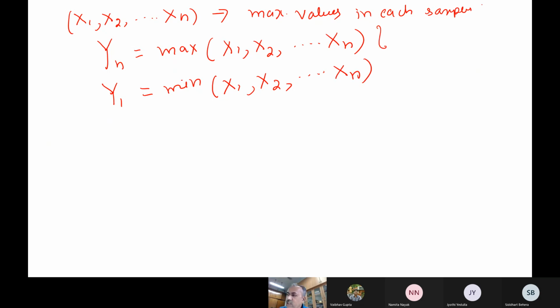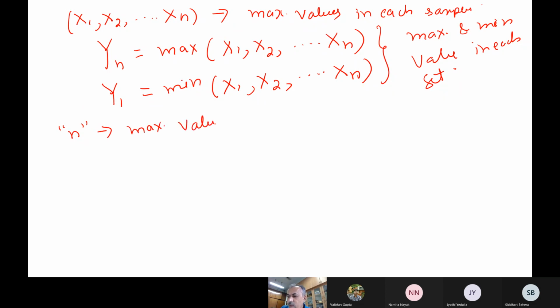Okay, so this is the maximum and minimum value in each set. So in each set you have found these out. Generally in extreme value theory, this letter n is used to denote the maximum value, and this one is denoted as the minimum value. This is just a notation, to differentiate between these two. Okay, so this is what we have.